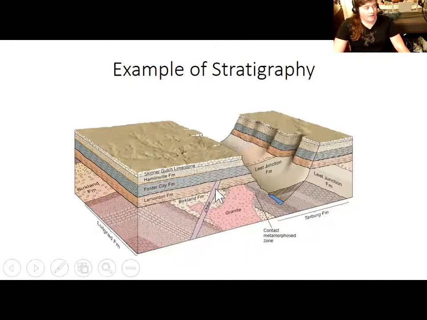Something interesting you can see is that this dike, this igneous dike, cuts across the granite and the Larsenton formation, but not the Foster City formation. And so you can make some points there. You can say, okay, we know that this dike is younger than the Larsenton formation because it cuts across it, but this dike is older than the Foster City formation because this dike does not cut across the Foster City formation.